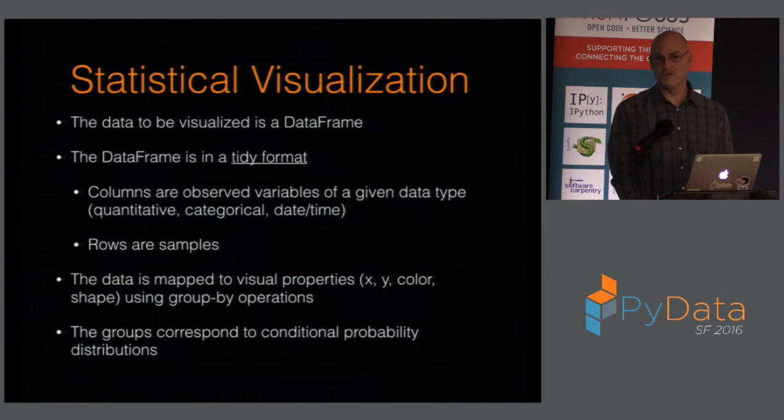It's not obvious when you start doing visualization that there's a group by going on underneath, but this is, I think, one of the key properties of statistical visualization. And the reason, or one of the reasons I and others refer to it as statistical visualization is that the groups in the group by operation in this context with a tidy data frame correspond to conditional probability distributions.